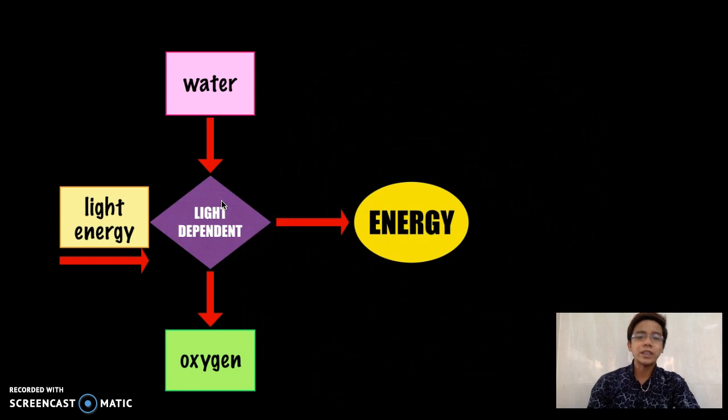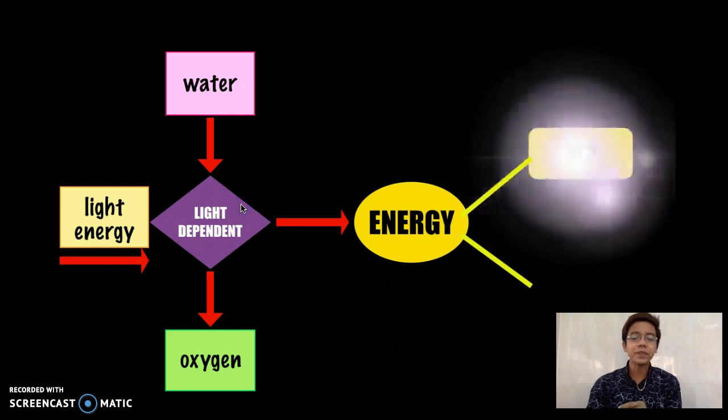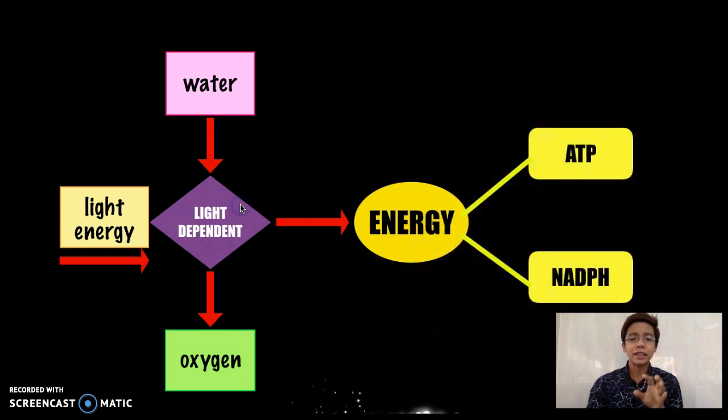Now, oxygen is just a byproduct of photosynthesis. This is not really their main goal. However, as they go through photosynthesis, they produce oxygen. The main reason why plants undergo the light-dependent reaction is to produce energy in the form of ATP and NADPH. So this process is the light-dependent reaction.